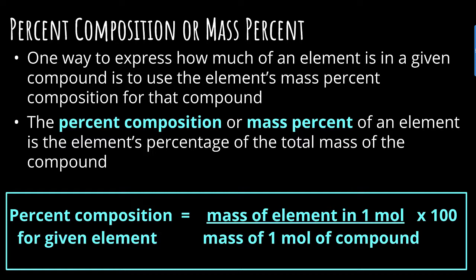To figure out the percent composition or the mass percent, those two things are interchangeable. To get your percent composition for a given element, you take the mass of the element in 1 mole of the compound divided by the total mass, or the molar mass, of the compound, times 100.